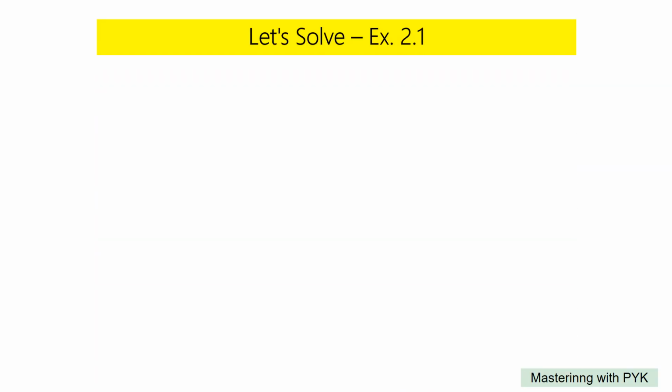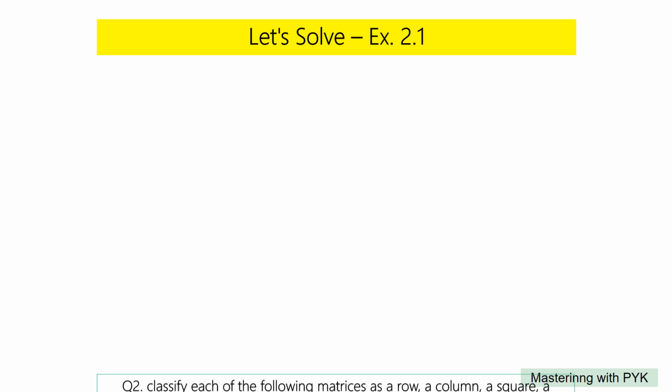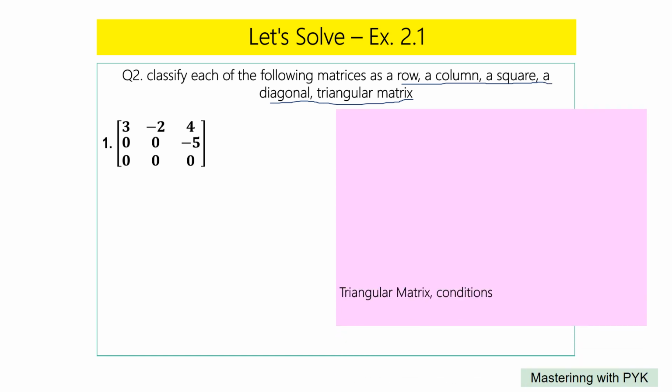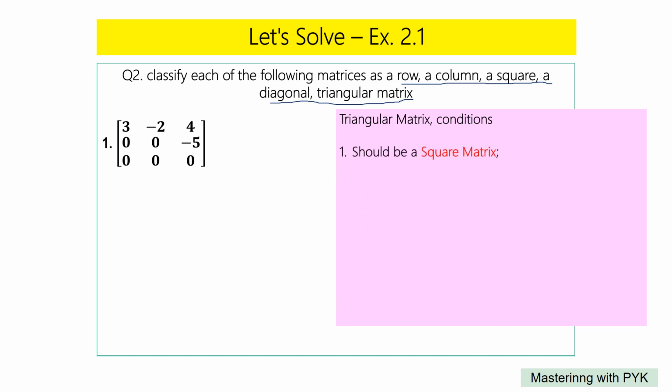Let's start by solving 2.1 and understanding the concepts. Question number 2 says, classify the following matrices as a row matrix, column matrix, square matrix, diagonal, or a triangular matrix. So these are all the types of the matrices which we have seen in the earlier sessions. Now, to understand a triangular matrix condition, a triangular matrix has to be a square matrix. So first we have to understand whether it is a square matrix or not.